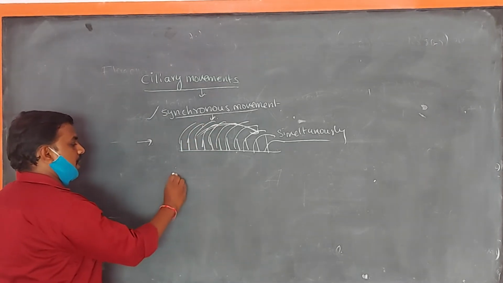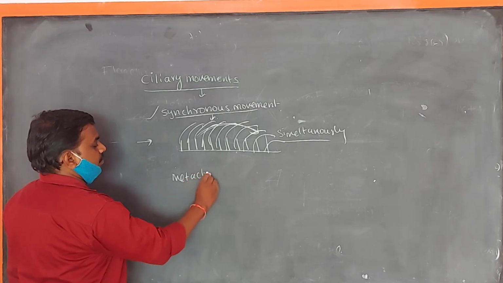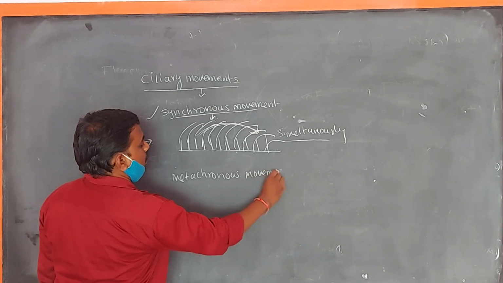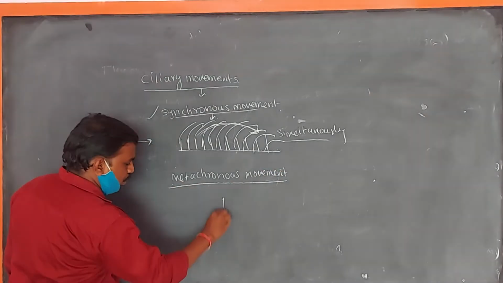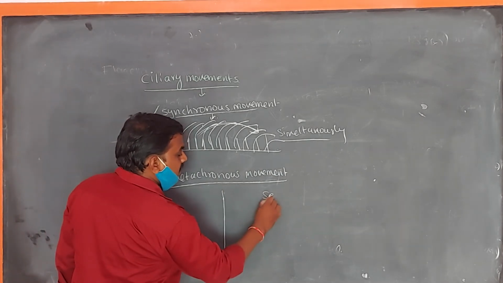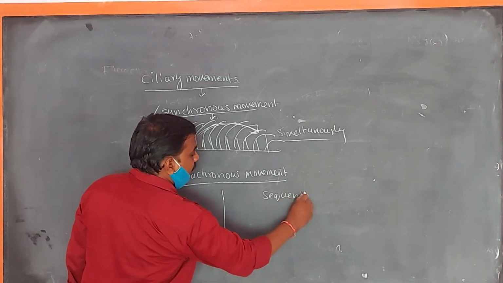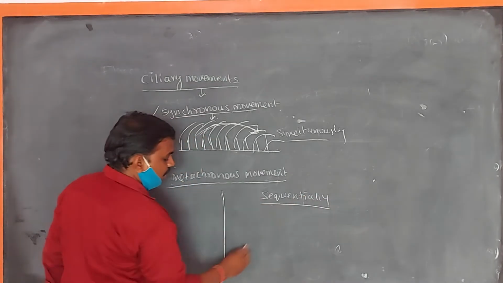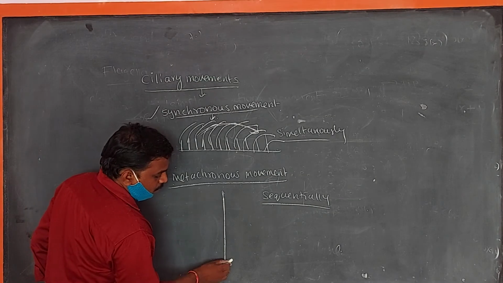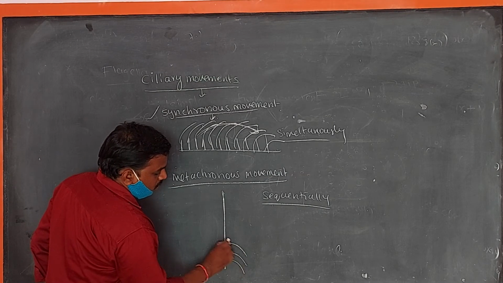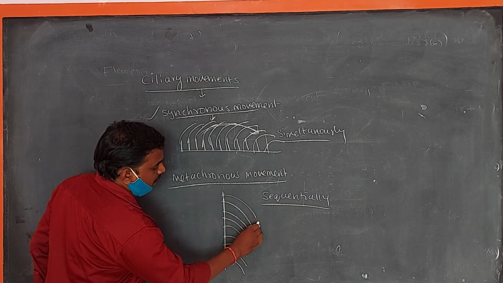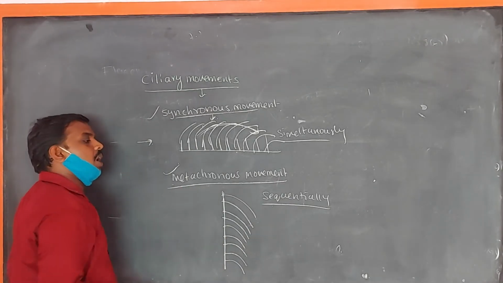And the second one is the metachronous movement. The longitudinal row of cilia moves sequentially, one after the other. It is also called the metachronous movement.